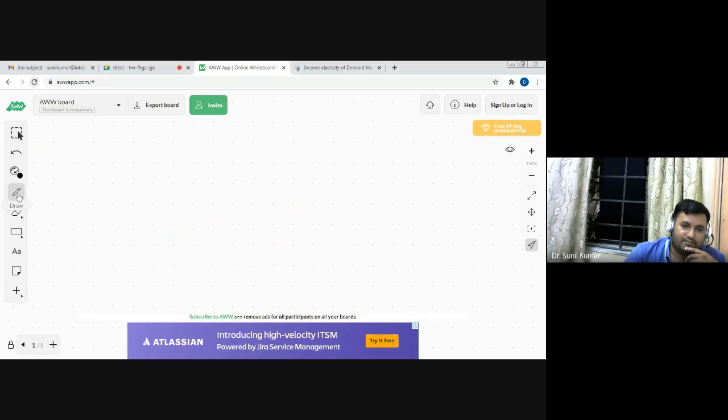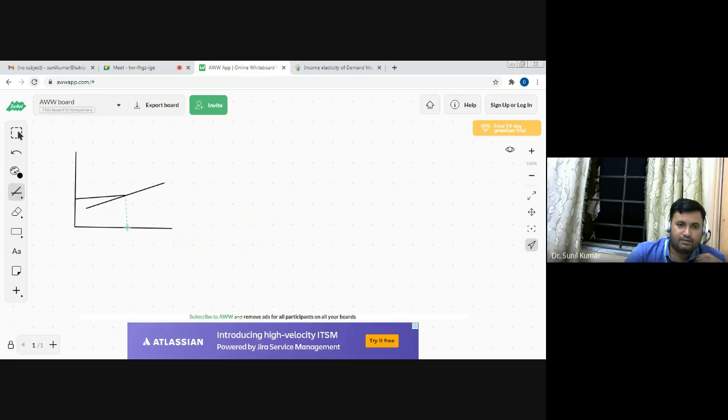So what it means is that the consumer's income percentage will increase less, but the quantity demanded increases more than that. It will be seen like that. For example, what we get and what we find.